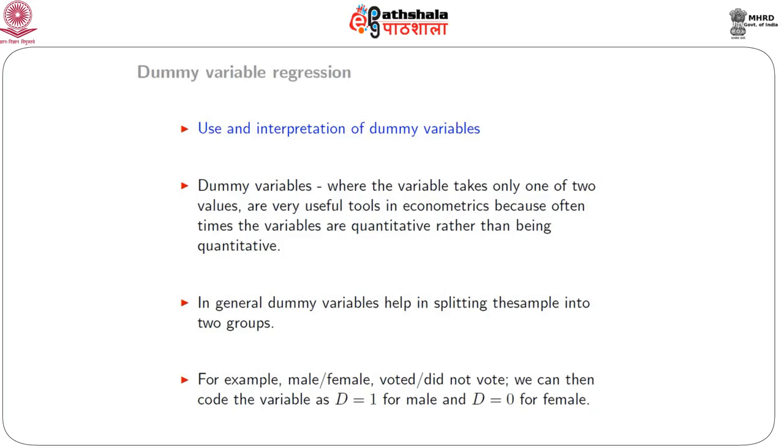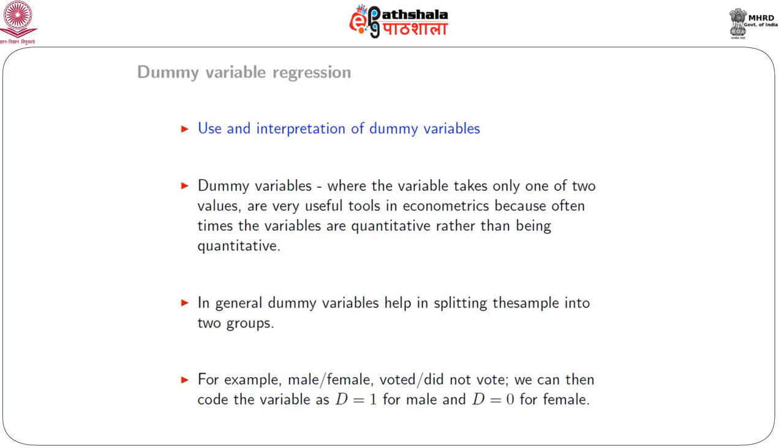Dummy variables, where the variable takes only one of two values, are very useful in econometrics because oftentimes the variables are qualitative rather than being quantitative. In general, dummy variables help in splitting the sample into two groups. When we have a dummy variable which takes two possible values, which is a dichotomous variable, then it helps us split our sample into two groups. For example, male and female, or it divides the group into those who voted and those who did not, and so on. In such cases, we code our dummy variable accordingly.